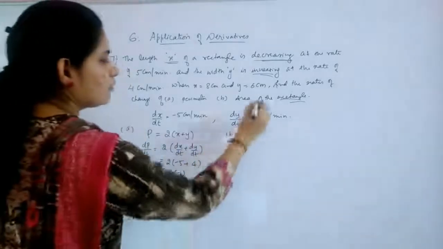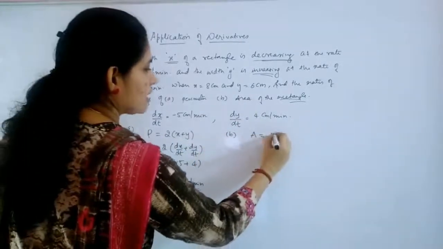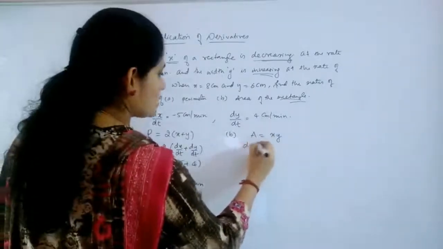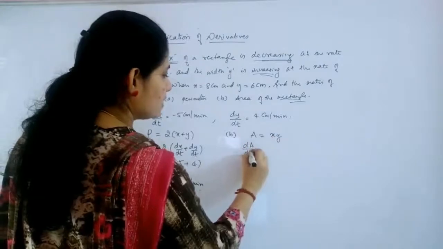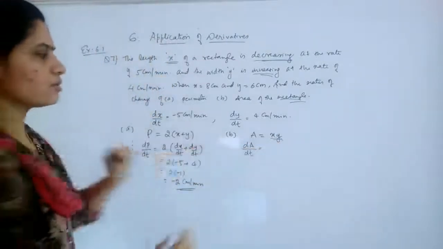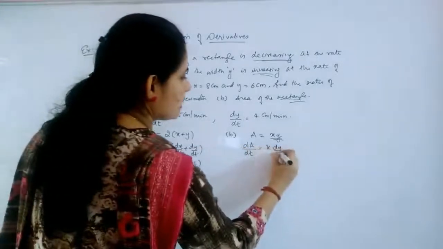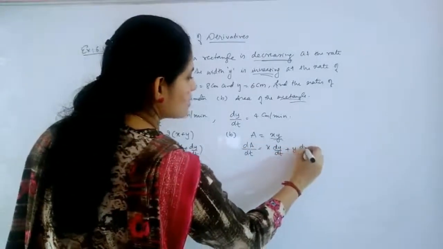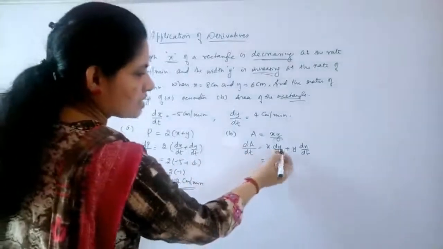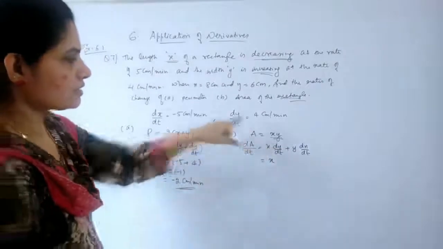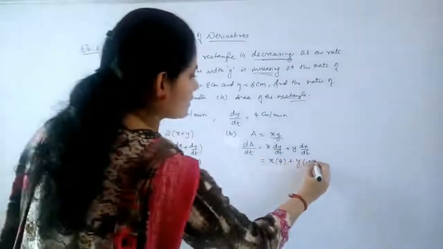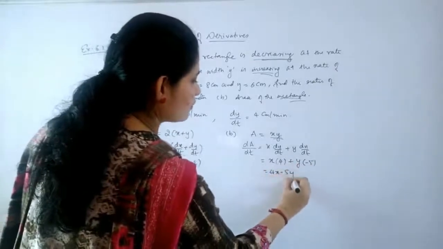For your area, you have to start with A equal to xy, length into breadth, area of the rectangle. Again, differentiating both sides with respect to t, we will give you dA by dt is equal to this. You have to apply the product rule here, so that you will get x into dy by dt plus y into dx by dt. So dA by dt, you are just replacing dy by dt with the value 4, plus y into dx by dt is minus 5. So you are getting 4x minus 5y.